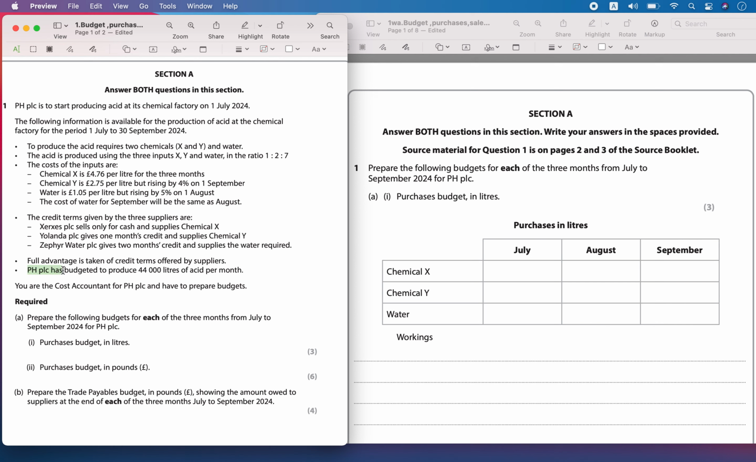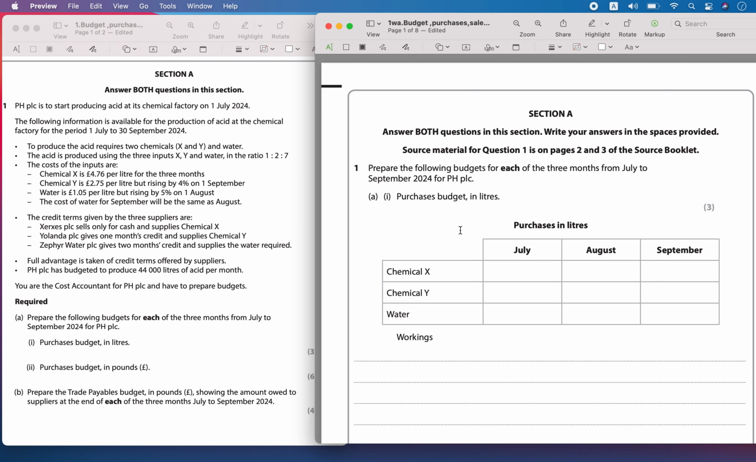Then it says what is the budgeted amount it is expected to produce each month. It is trying to produce 44,000 liters of acid per month. You are the cost accountant for PHPLC and have to prepare the budget. The first one is to prepare the following budgets for each of the 3 months, July, August and September. First, they want you to prepare a purchases budget in liters and a purchases budget in pounds.